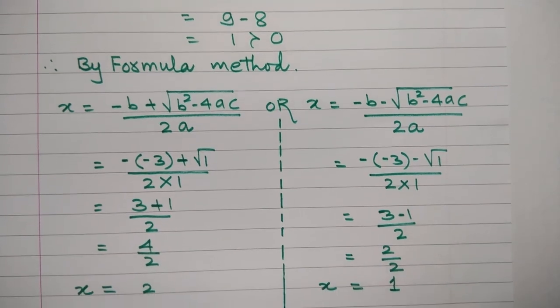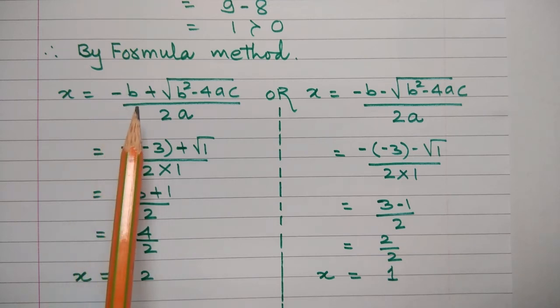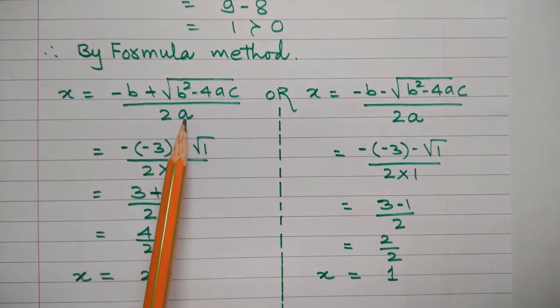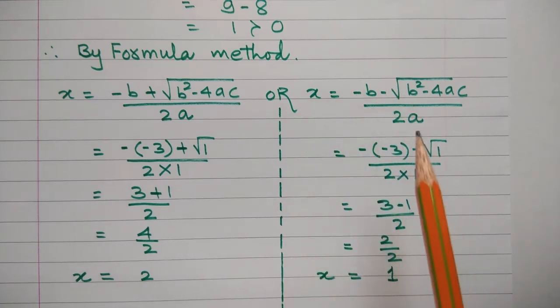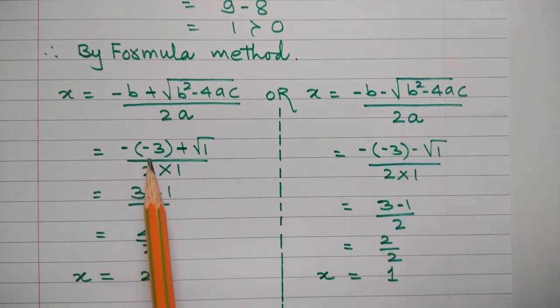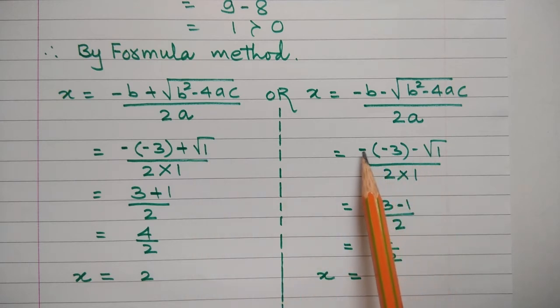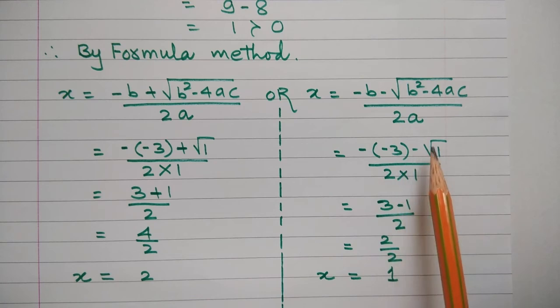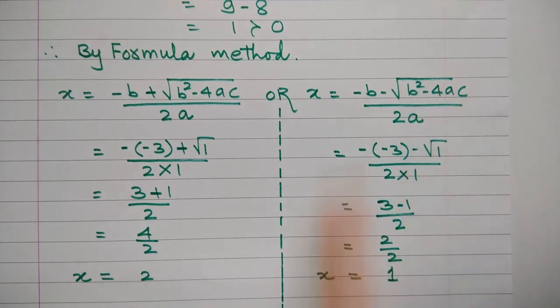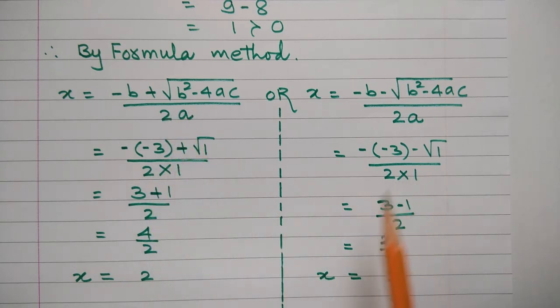we have x is equal to minus b plus under root of b square minus 4ac upon 2a, or x is equal to minus b minus under root of b square minus 4ac upon 2a. By substitution, it will be minus of value of b, which is minus 3, so it will be minus of minus 3 plus under root of b square minus 4ac, which is 1. Similarly, here also minus of minus 3, value of b, minus under root of b square minus 4ac as 1 upon 2a. So it will be 2 into 1 here also.